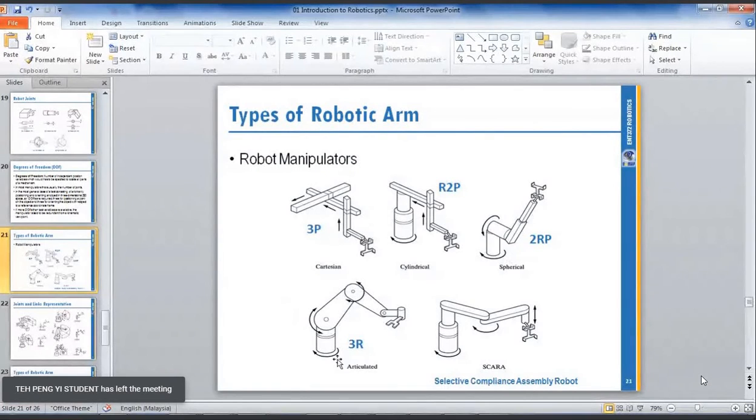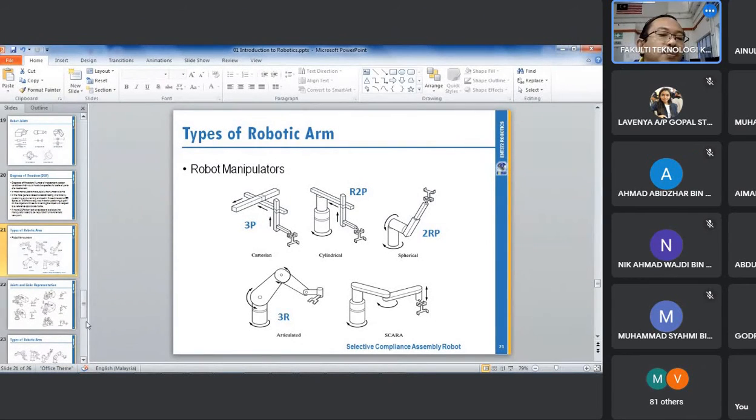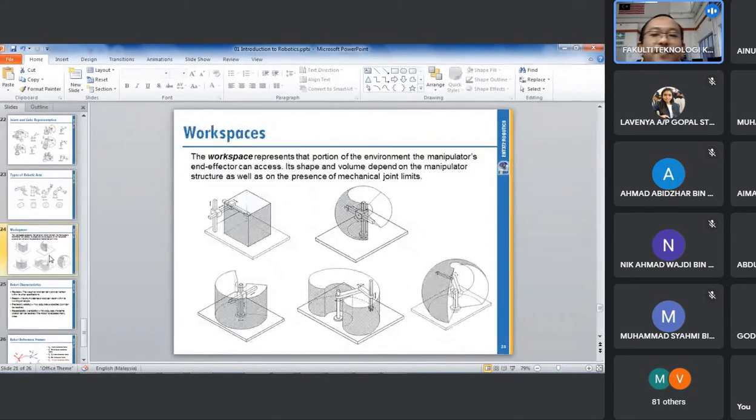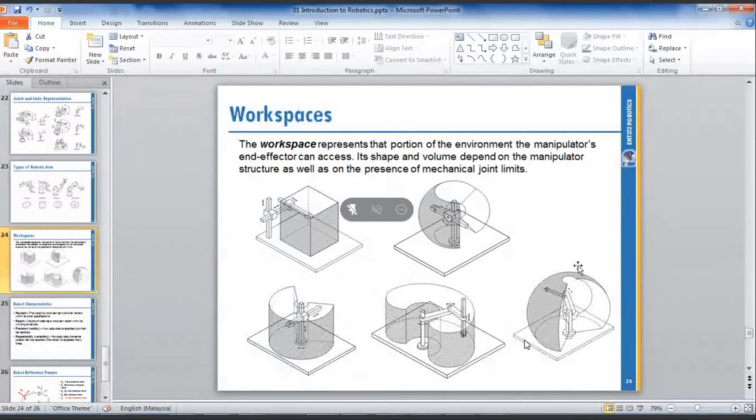Very good. So this is an articulated robot. 3 rotations: rotation, rotation, rotation. So your robot working envelope becomes like this, where the working area is bigger compared to a spherical robot.